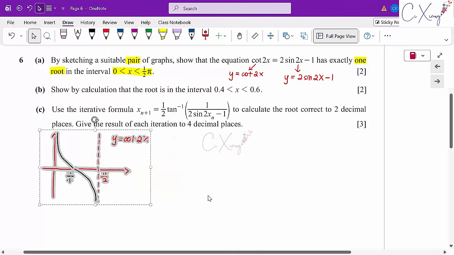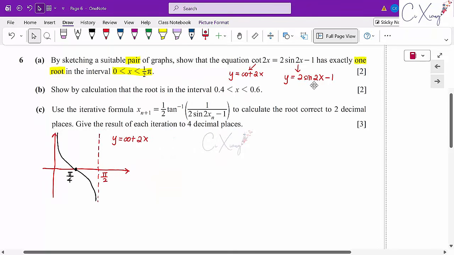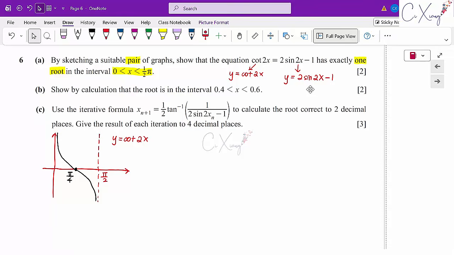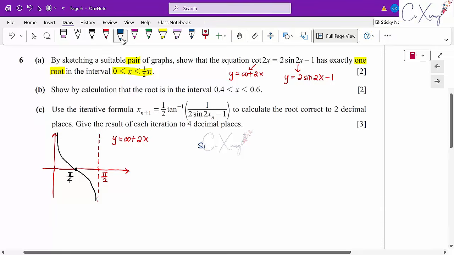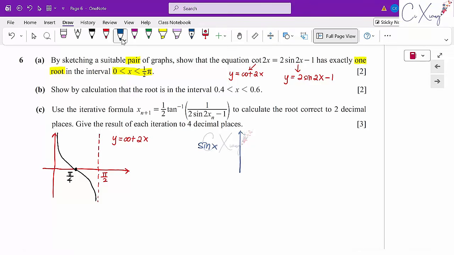Alright, then after that, let's have a look at 2 sine 2x minus 1. So for 2 sine 2x, the original graph comes from sine x from 0 to pi over 2. Let's have a look here. My original sine graph will look something like this.